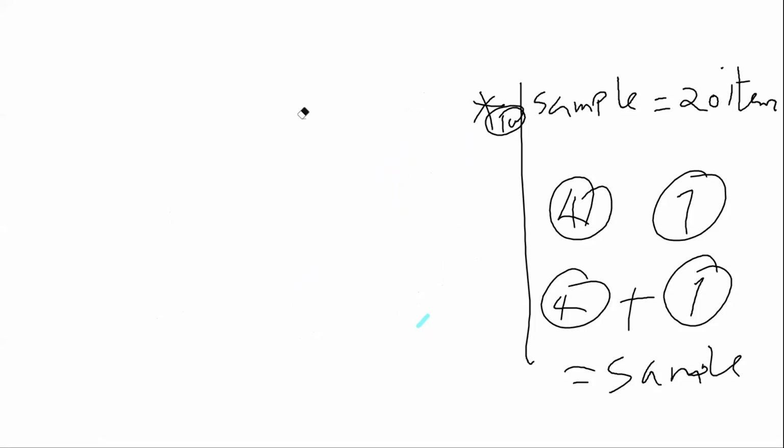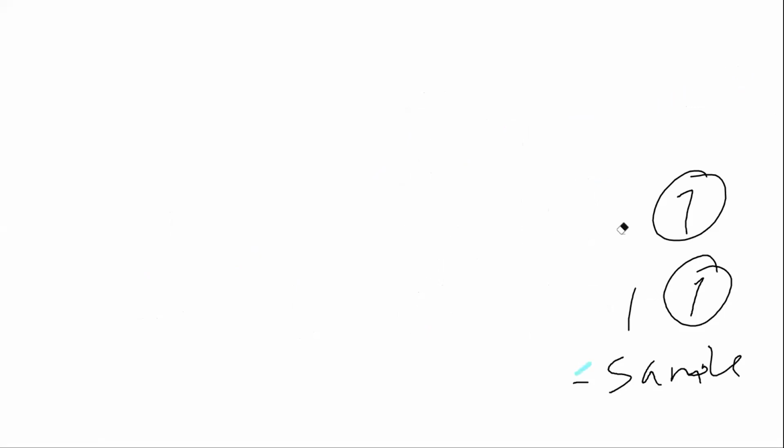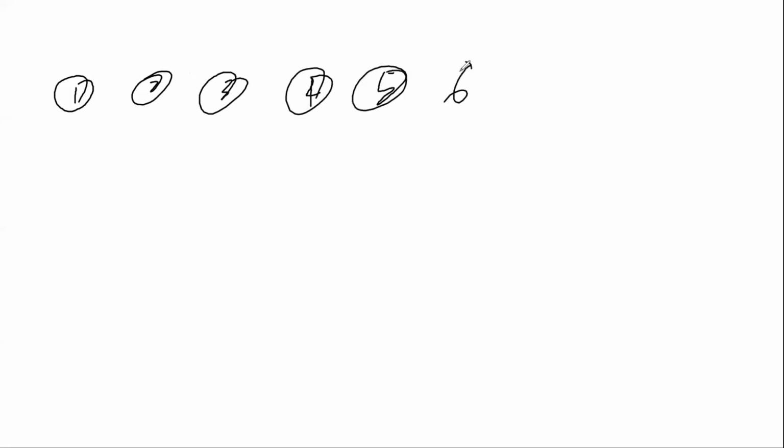So let me explain the stratified sampling method. It is the same method that I was describing. First, we had 10 groups. So here we have group 1, group 2, 3, 4, 5, 6, 7, 8, 9, and 10.